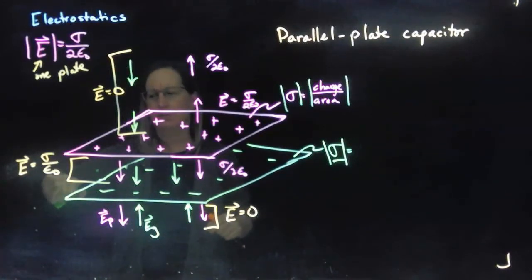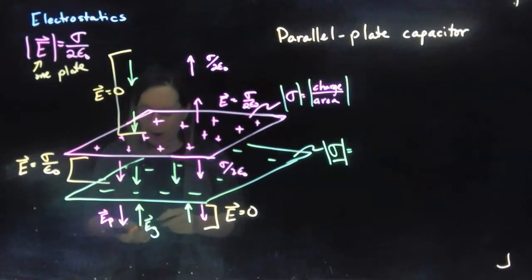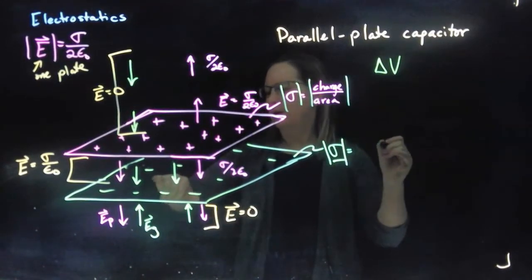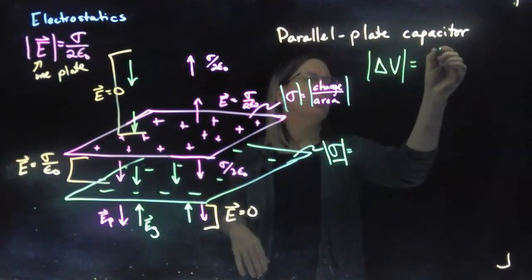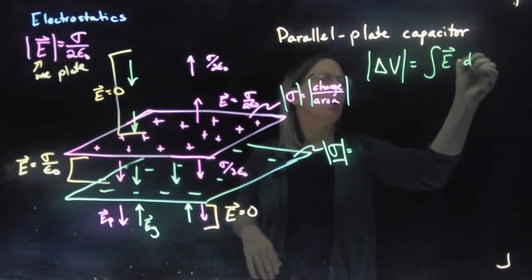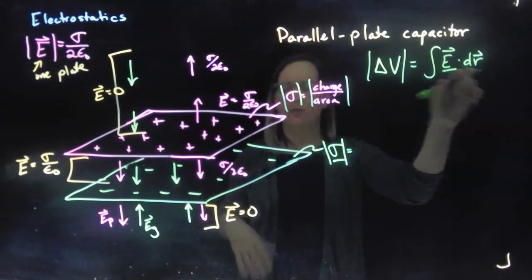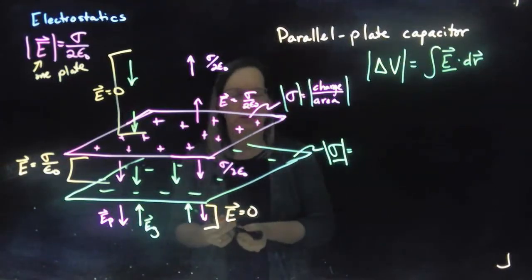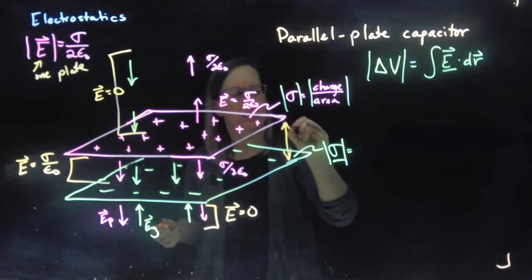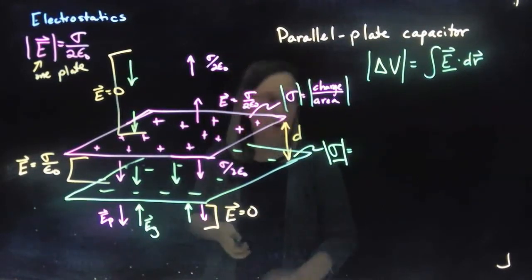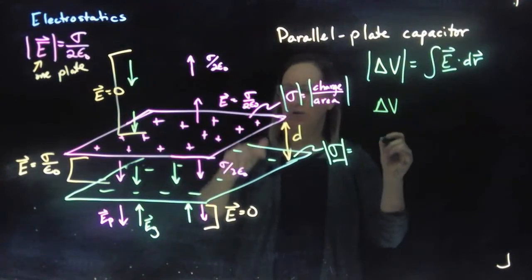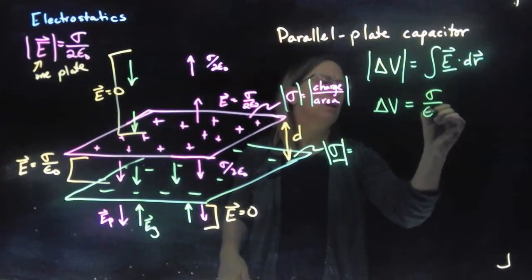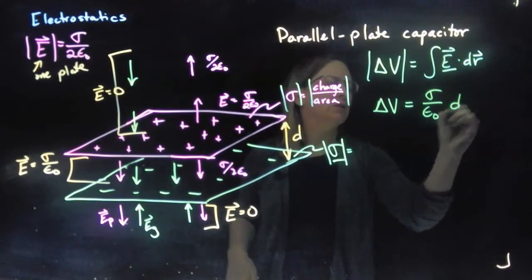So the way we characterize them tends not to be in terms of the electric field, but in terms of the voltage. And when we looked at the voltage, when we have a constant field, the absolute value of the voltage would just be E dot dr. When this electric field is constant, it's just E times the distance between these two. So if we call this distance D, then the voltage difference between these two plates is just equal to our E, which is a constant, sigma over epsilon naught, times this distance between the plates.